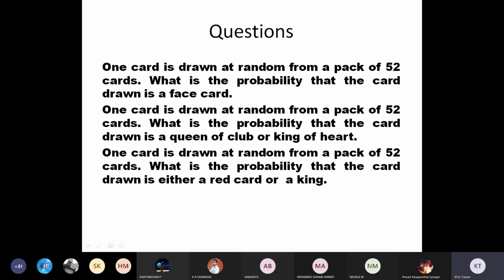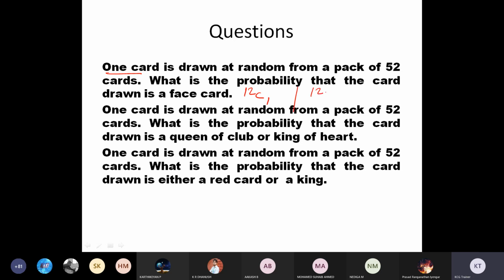First question: one card is drawn at random from a pack of 52 cards. What is the probability the card drawn is a face card? If this question is asked in PNC, your answer is: total how many face cards do we have? Face cards meaning Jack, Queen, King. So 3 cards in one suit, in total 12 cards. Your answer is 12C. How many are they asking? They are asking to select one. 12C1 will be your answer, but this is the answer for permutation combination.